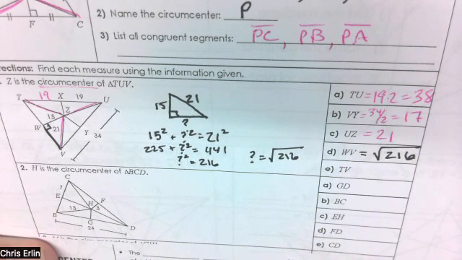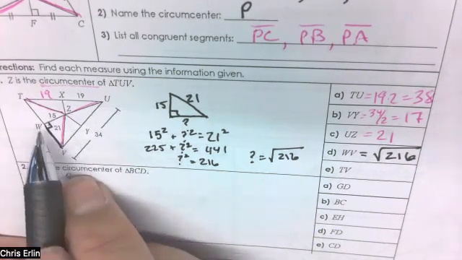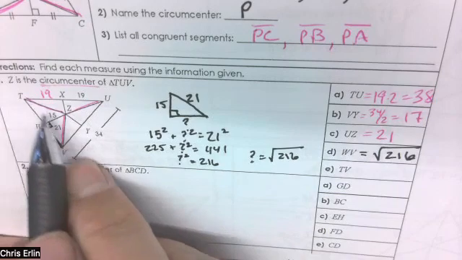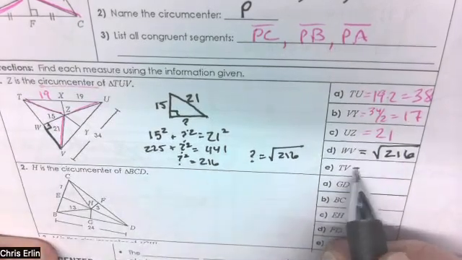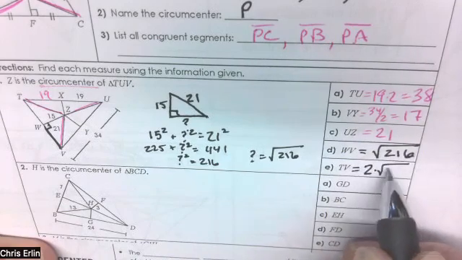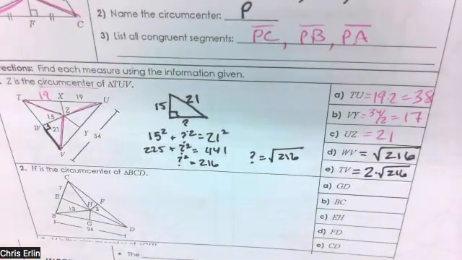What about TV? If we just found that this part is square root of 216, how long is the whole length? Good. 2 times the square root of 216. Is that a simplified form? No, not at all. But that's okay for now. That's what we can do without a calculator.